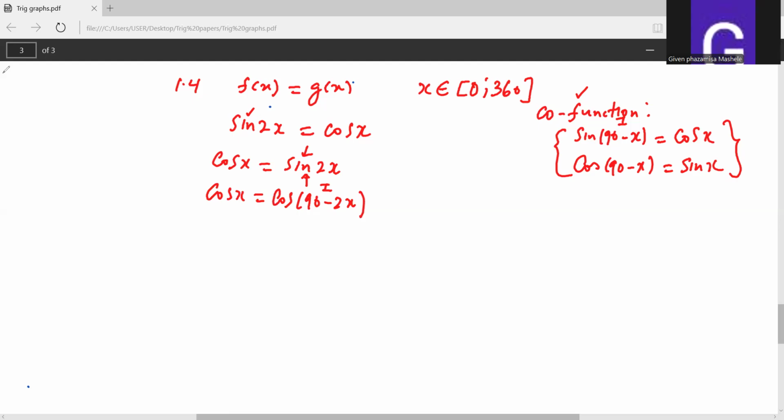Remember, the angle that we have changed to cofunction will be our reference angle. So it will be our reference angle. So what does it mean?